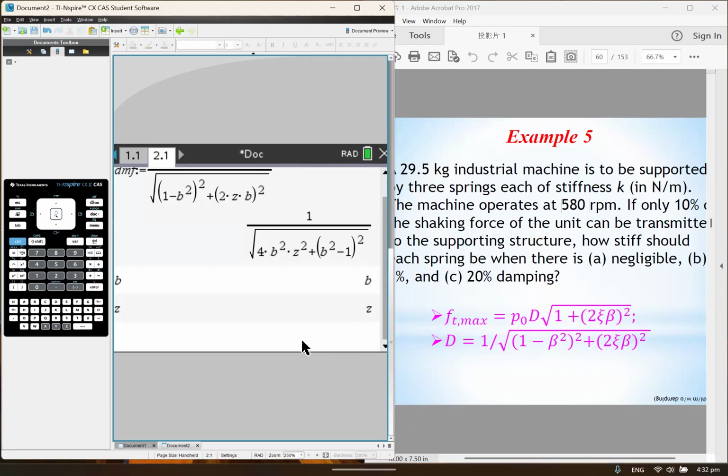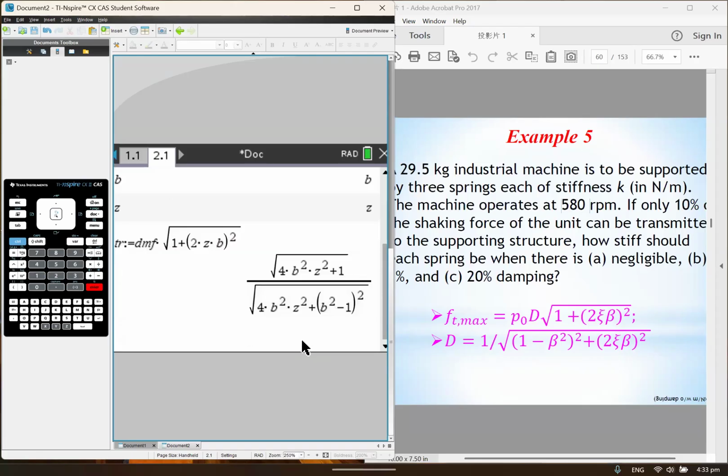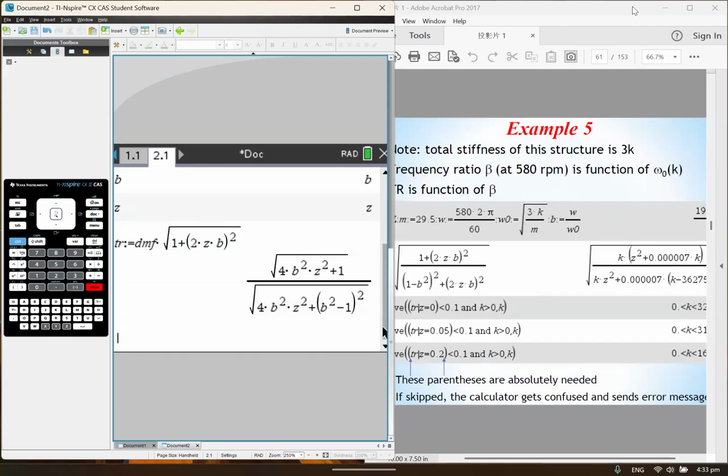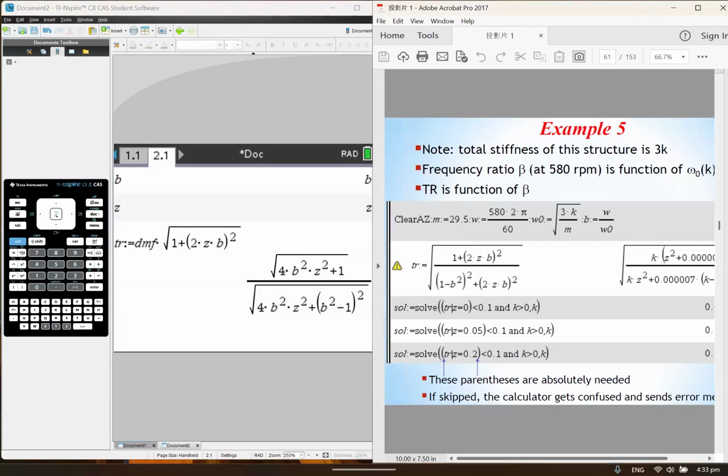So let's enter that. The transmissibility colon equal to the DMF times this further factor of square root of 1 plus 2 times beta squared. So we have the transmissibility now. Again, I'm doing things slightly out of the original order in the note, and you can see the difference. So it stays symbolic. That's the transmissibility formula.